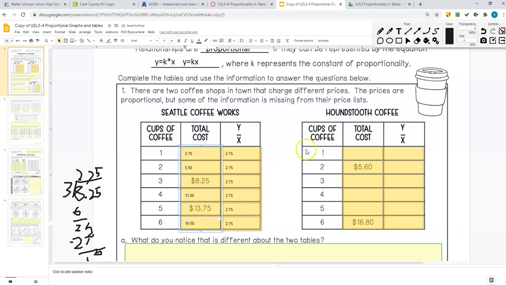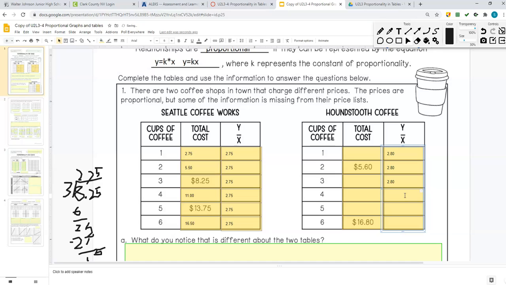Now, let's look at the other coffee shop. Here we know 2 cups of coffee cost $5.60. Note that this is 10 cents more, and we divide that over the 2 cups. That's 5 cents more per cup. So this one is $2.80 per cup. And again, it says it's proportional, so we know all of them in this ratio are 2.80.